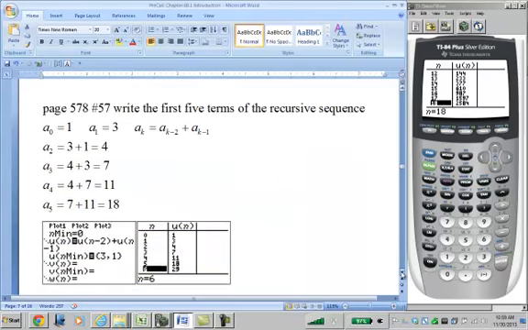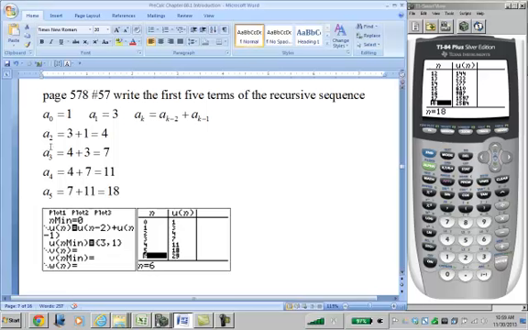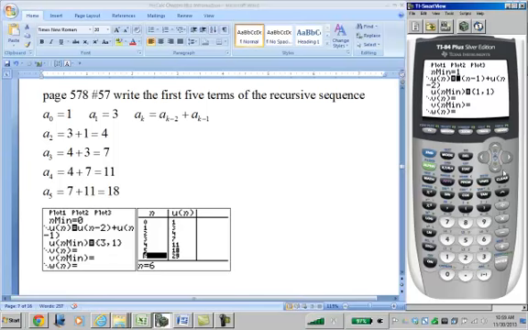Okay, write the first 5 terms of the recursive sequence. A sub 0 is 1, A sub 1 equals 3. And then we can write them out: 4, 7, 11, 18. It's not hard to do. But I want to show you something in the calculator with this, which if you have to do this in the future, you definitely want to know about.